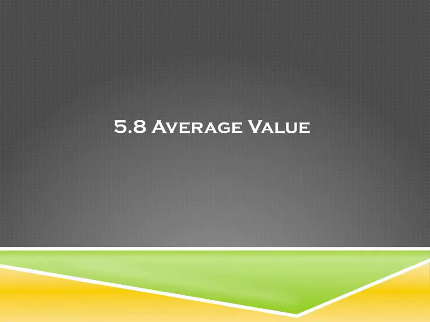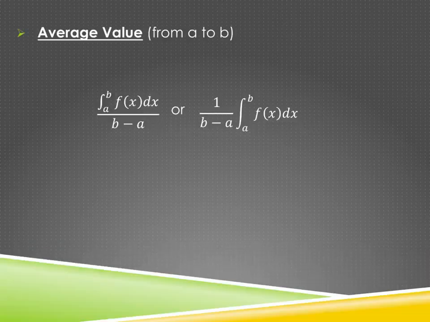Section 5.8, we're going to talk about an average value process. We have an equation, or a formula, I guess you would say, which calculates the average value for a function from A to B. What it does is it takes the antiderivative from A to B of your rate of change function, you find the antiderivative, and then you divide it by B minus A.